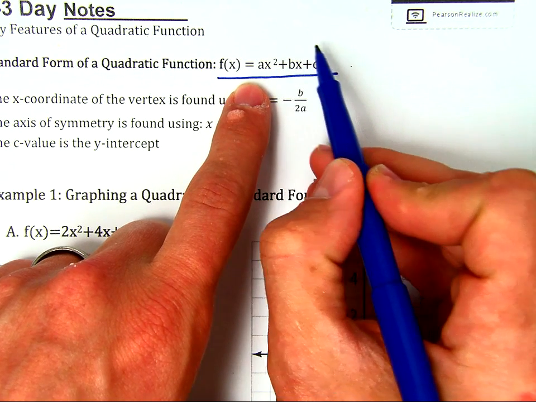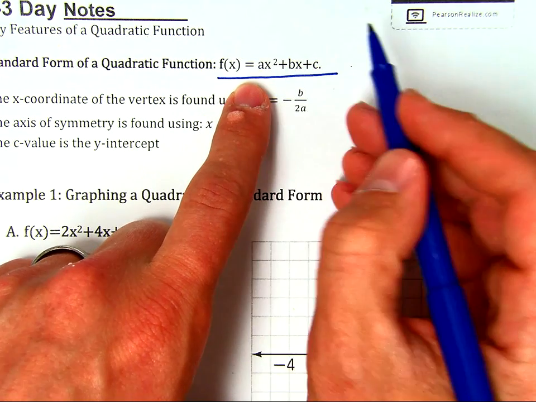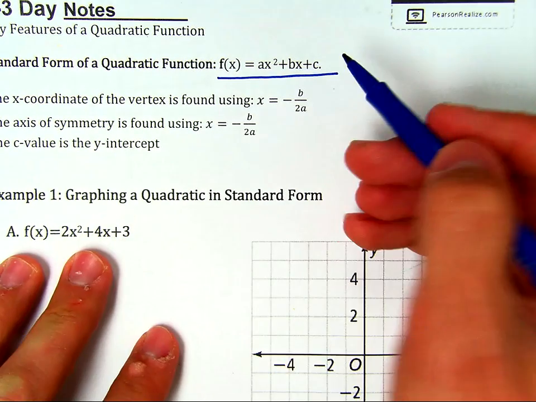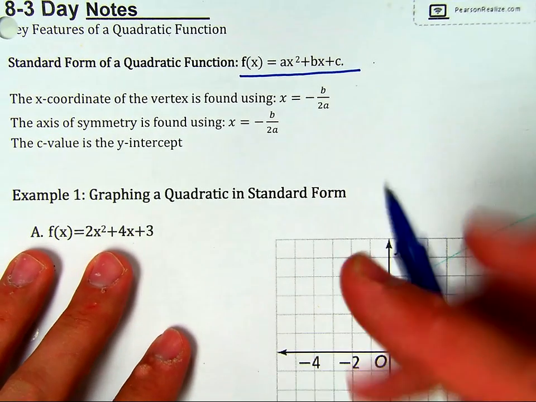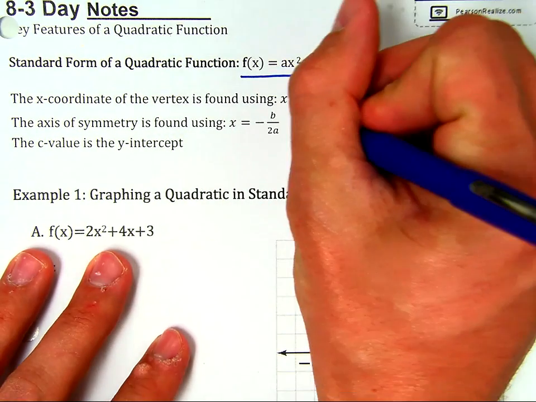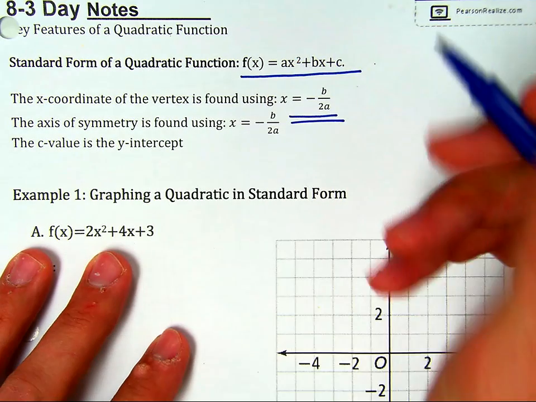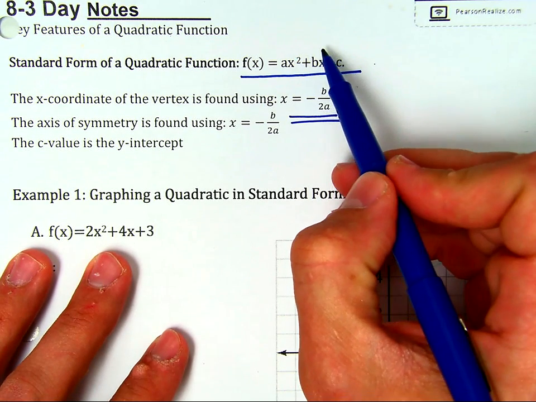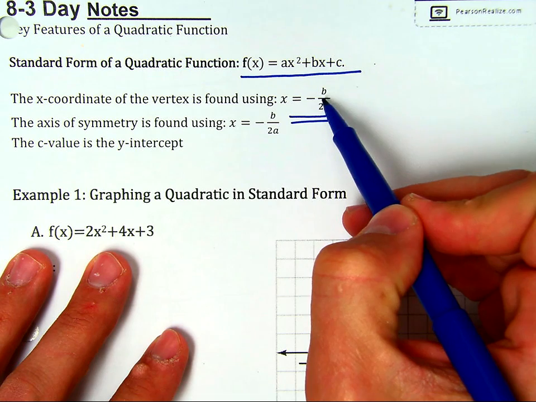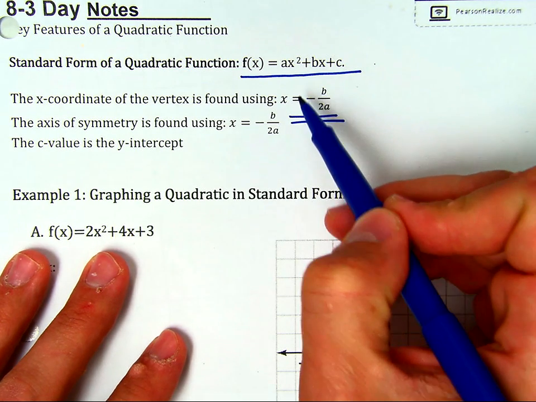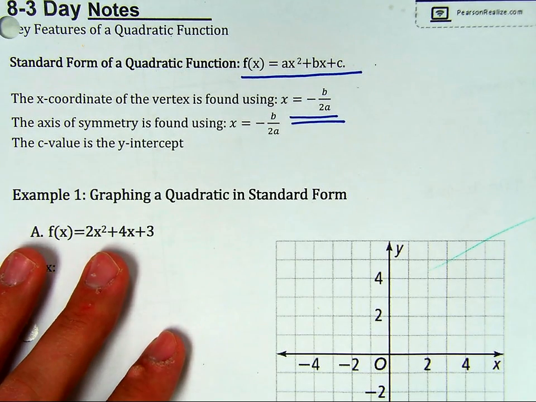Now, because it doesn't have the parentheses and it's not written in vertex form, we can't identify the vertex just by looking at it. So to identify the vertex to graph, we have to use this formula right here, where we take the opposite of the b value, that's the negative b, and divide that by 2a.